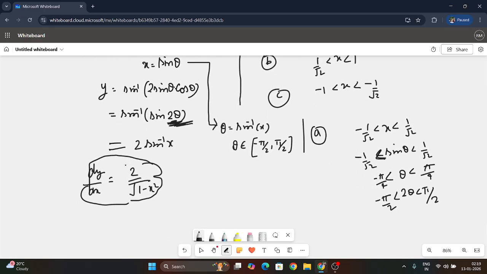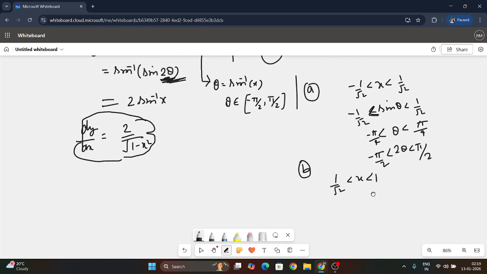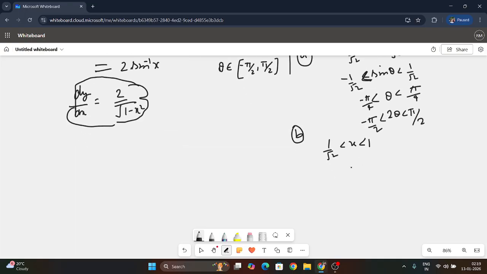Now let's take case number second. Case number second is x lying from 1 by root 2 to 1. What you can do in this case, I hope it is clear to you: theta is lying between pi by 4 and pi by 2.